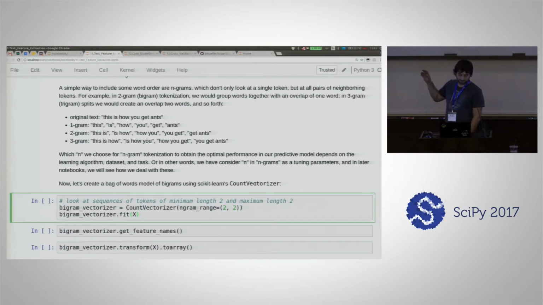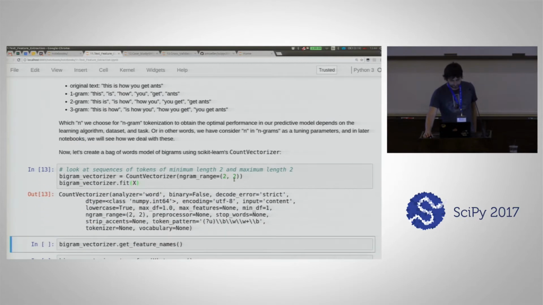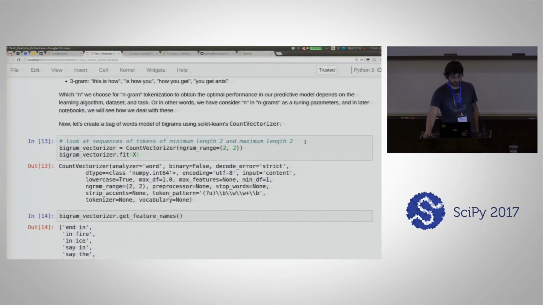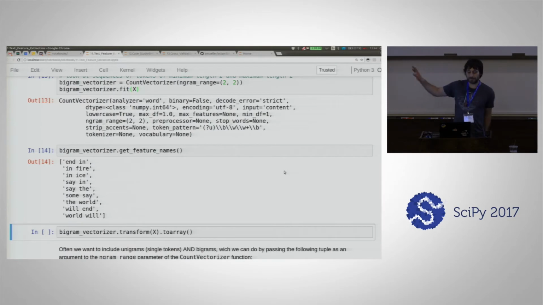To do n-grams, you can use the ngram_range parameter, which gives you the minimum and maximum length of tuples that you want to look at. So ngram_range 2 means get all the bigrams, so minimum length 2 and maximum length 2. I do this on the fire and ice text, and these are the features that are extracted: in fire, in ice, say in, say the, some say, and so on. So these are all possible 2-grams.